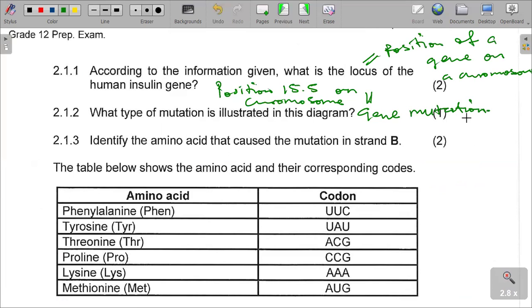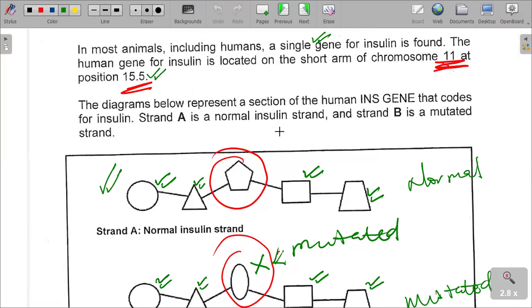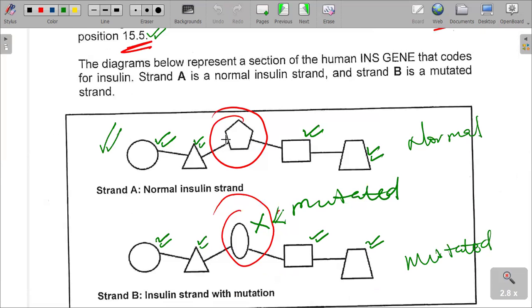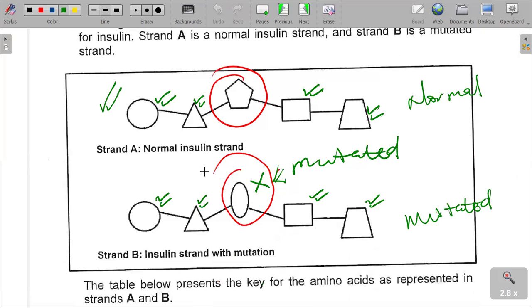Identify the amino acid that is changed by the mutation in strand B. In this regard, class, what you must understand is that you must see the difference in the structure of the amino acids from the original to the mutated one. If we check there, our amino acid strand A, which is normal, is this one. It has its amino acids shown there, and we can number them 1, 2, 3, 4.